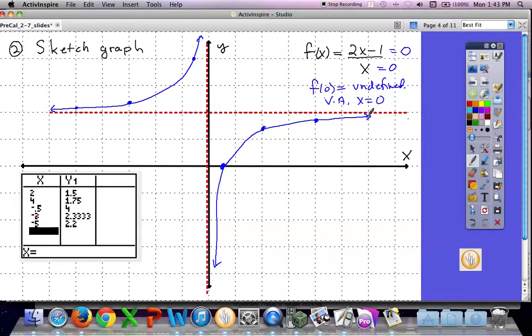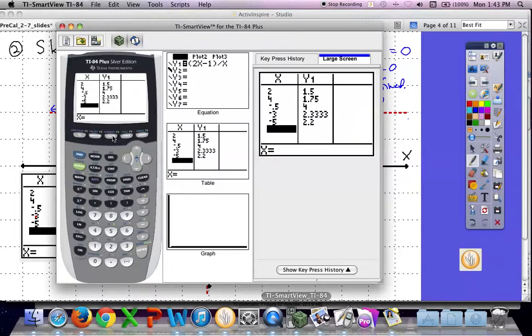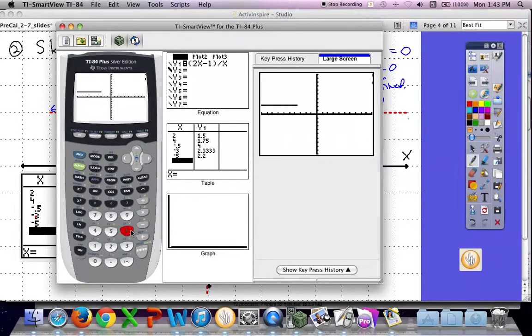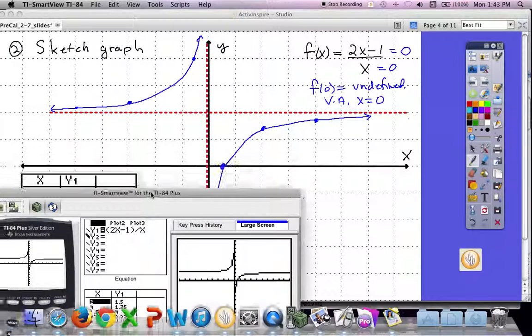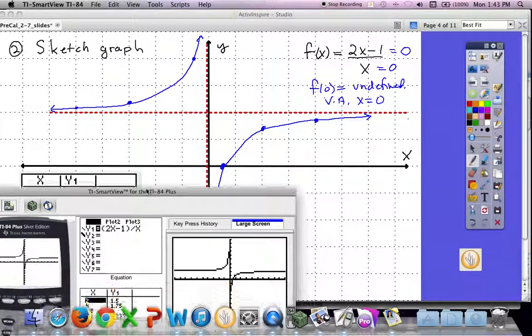And then we can confirm it with our calculator because we already have that in the calculator. Let me do a normal zoom on this and see if it looks right. It looks like it has a vertical asymptote of x equals 0. It looks like it has a horizontal asymptote of y equals 2. It has one branch here and another branch there, which looks pretty close to that. So I think we did a good job.